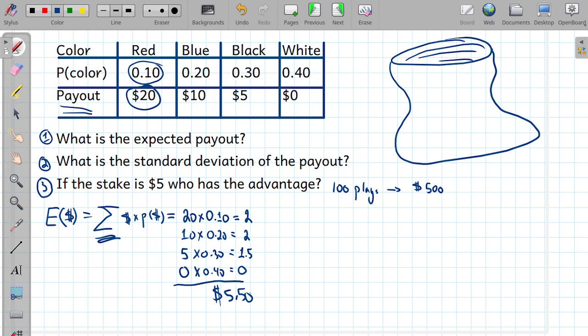Anyway, so here's the answer to this question. We know that the stake is $5, but each play has an expected return of $5.50. So over the course of 100 plays, on an average of 0.55, then that's a $550 return. So you're $50 ahead. There we go. Easy enough.